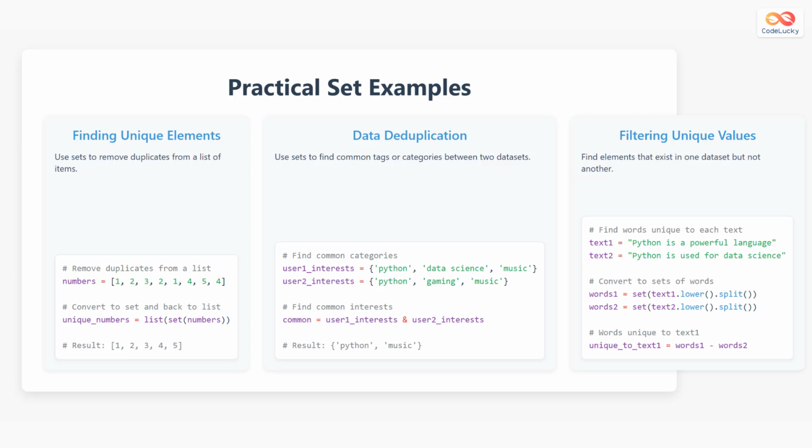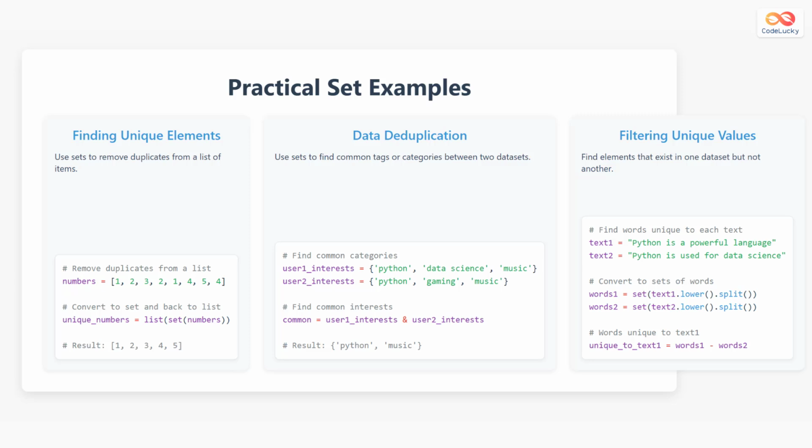Sets are used in a variety of ways in Python programming. The first practical example is finding unique elements in a list. Because sets only allow unique elements, converting a list to a set and back will remove any duplicate values.